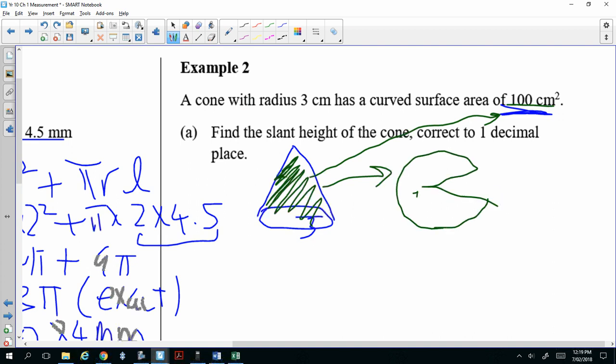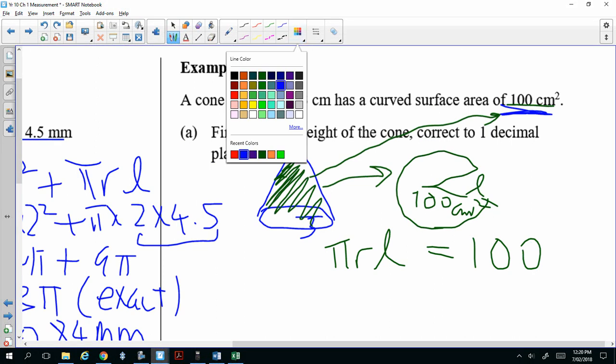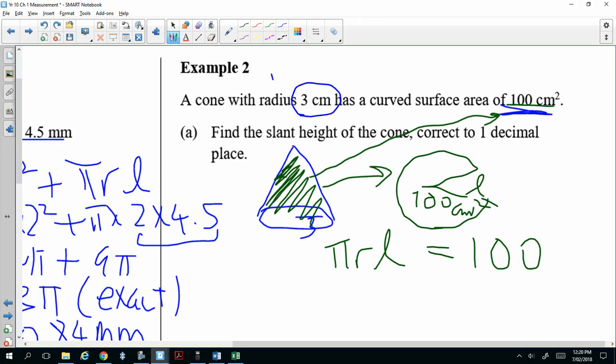Well, slant height is just L, isn't it? And we can find L by using the formula for the curved surface area of the cone. It's pi RL, right? That's the curved bit. And that equals 100. Now, how do I find the slant height? Because I have the radius, I could work out L, isn't it? So, pi times 3 times L equal to 100. So how do we solve for L?